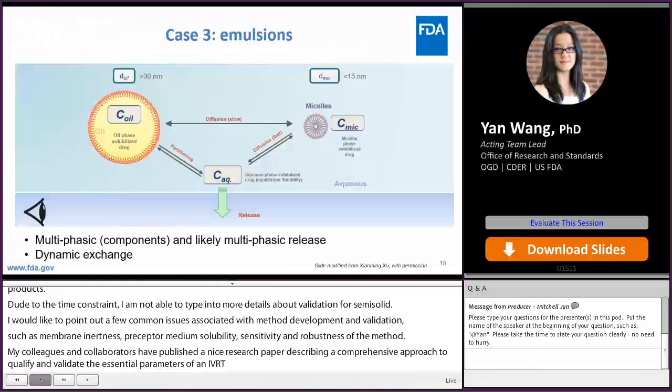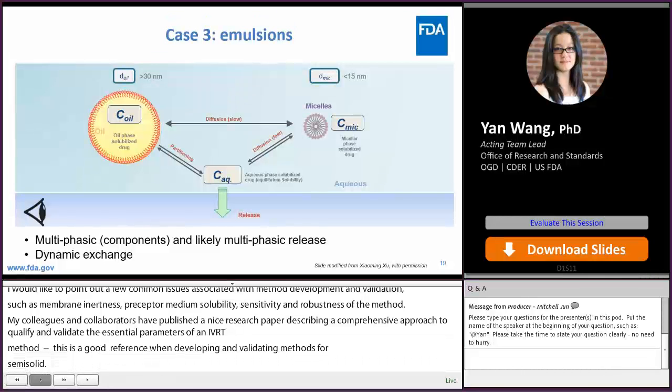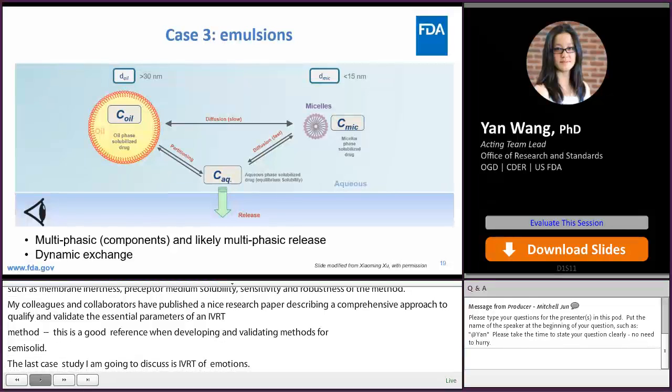The last case study I'm going to discuss is IVRT of emulsions. Here is a nice illustration of emulsion formulation design developed by Dr. Xiaoming Xu from the FDA. As shown, emulsions contain multiple components which likely lead to multiphasic drug release. In other words, IVRT of emulsions is complicated.